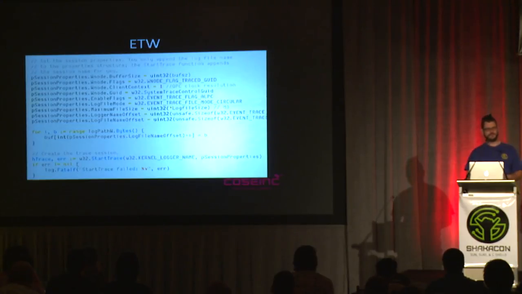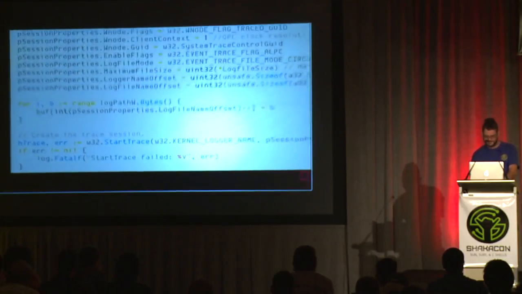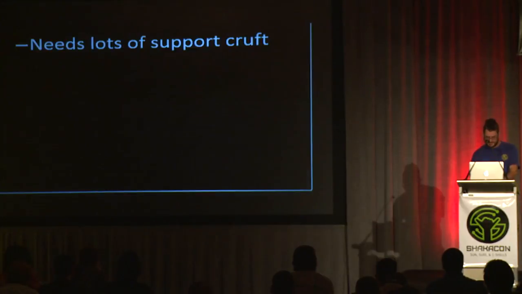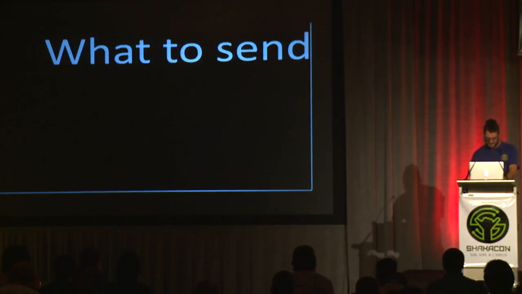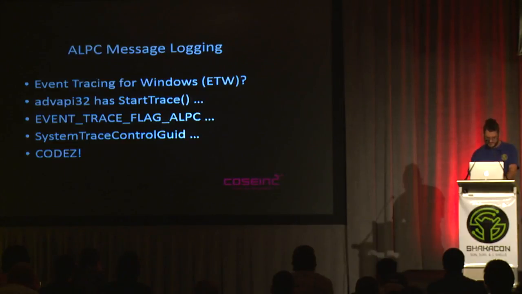And when you invoke that from Go, it looks kind of like this. Basically, you set up a session properties struct, and you set a whole bunch of struct members to what they're supposed to be, and then you call this StartTrace API. And now, in this sample, is that readable? No? Okay. So, no, back. I suck at computers.